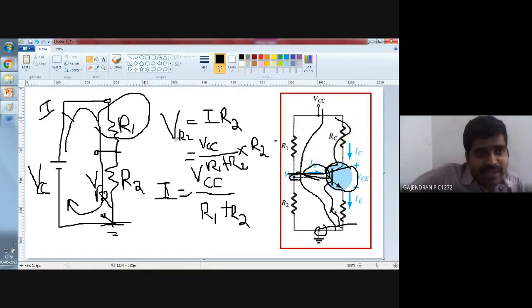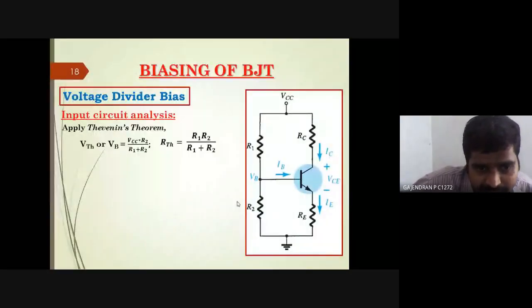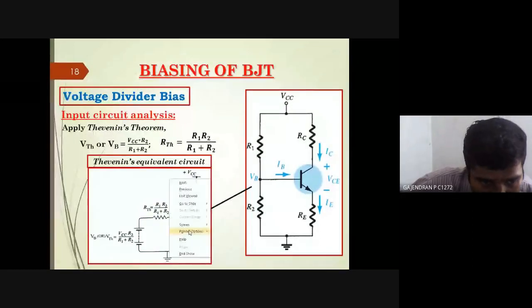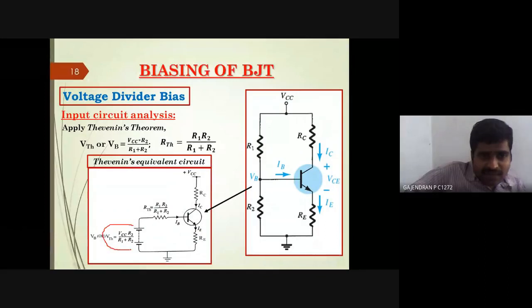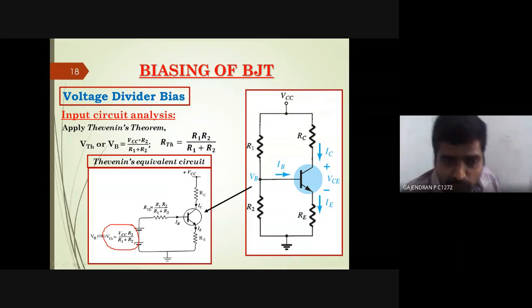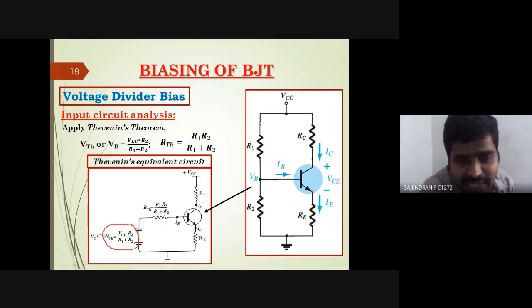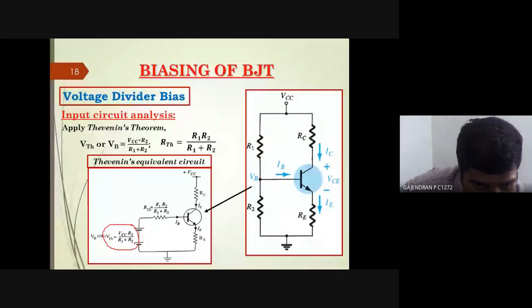Now we are simply going to name that VTH. Did you get the VTH now, sir? VCC into R2 divided by R1 plus R2. Is it clear? We got the Thevenin voltage. It is new to us, but it is very simple to find. Did we find it? Please say yes or no. Did we get the VTH, sir? Yes, sir.